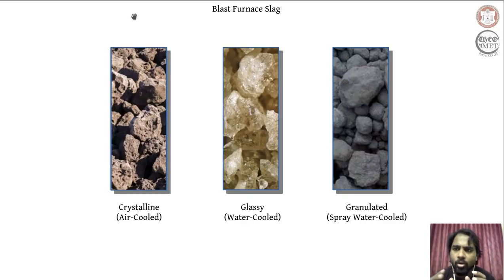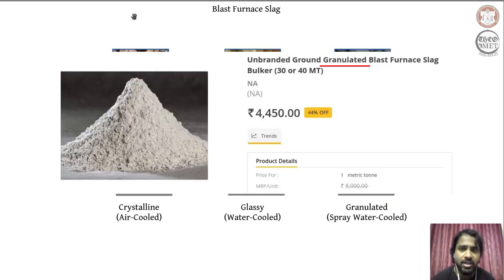Now, depending on how we cool the blast furnace slag that gets generated out of this iron making operation, we get three forms of slag. When you air cool the slag, we end up having crystalline slag. On the other hand, if you choose to water cool it or spray cool it, we either end up having glassy or the granulated form of slag. And in the anecdotal example that we considered, it is the granulated slag that is being sold for a price.